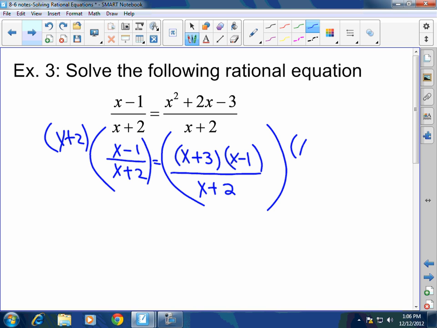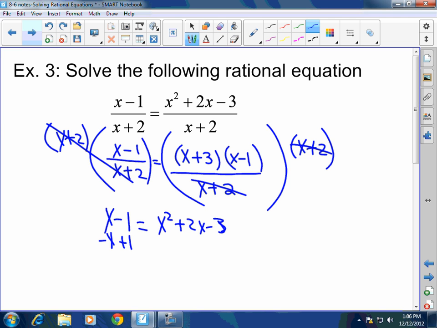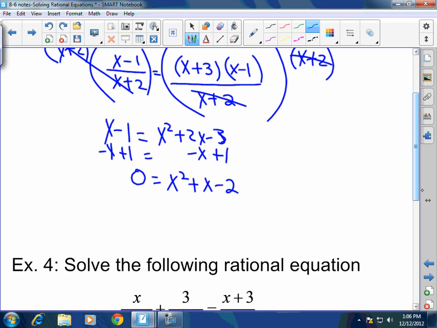But look, for something like this, it's just so Mickey Mouse in this case. That cancels, so it's x minus 1. That cancels, so it's back to x squared plus 2x minus 3. Subtract the x and add the 1. So I got 0 equals x squared plus x minus 2. So luckily we know how to solve that. It's going to be x plus 2, x minus 1. So x can equal negative 2 or positive 1.